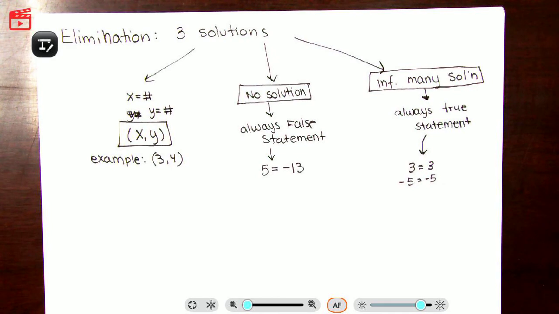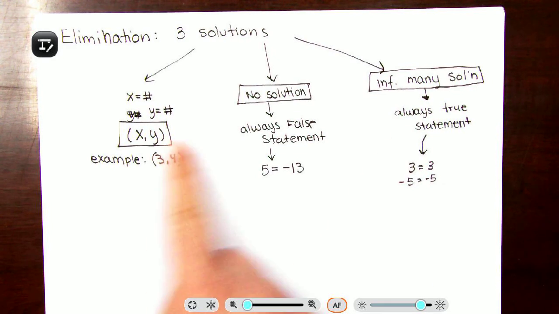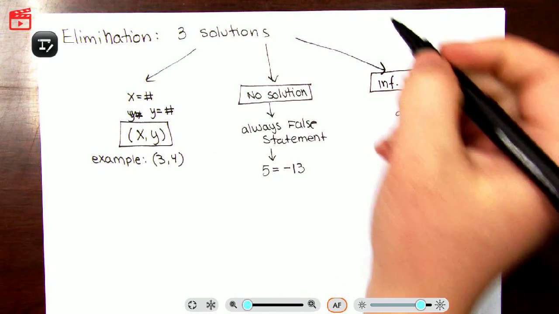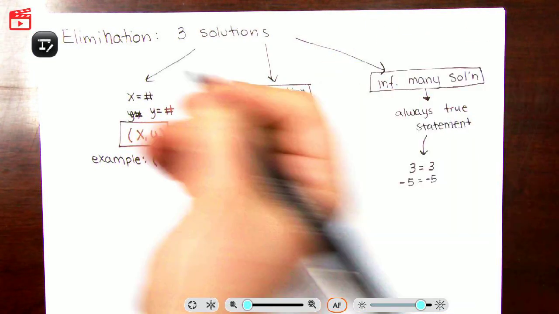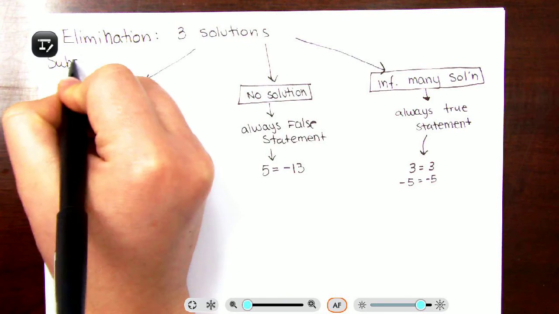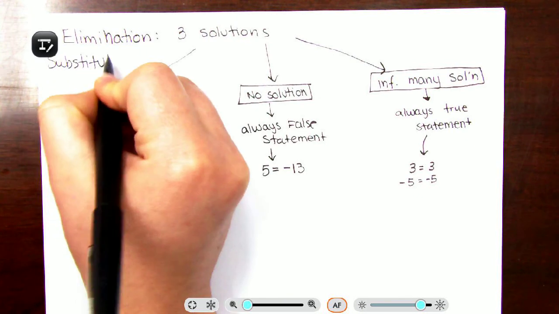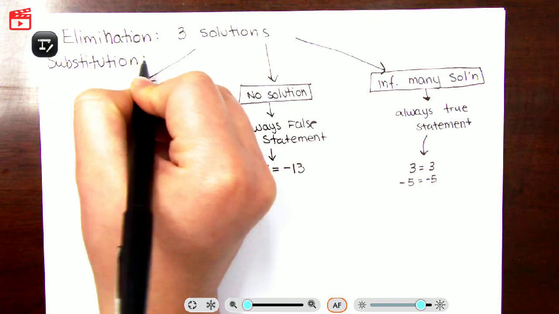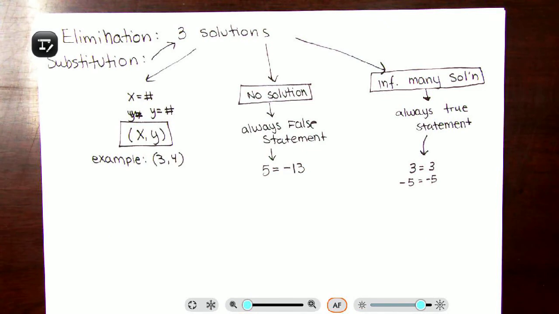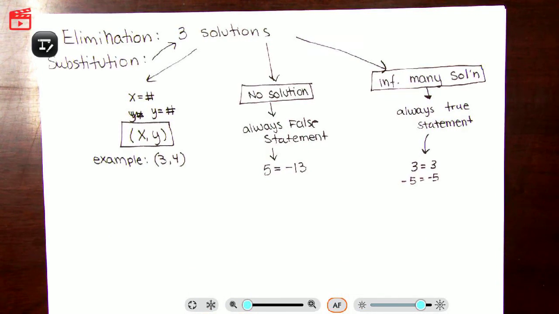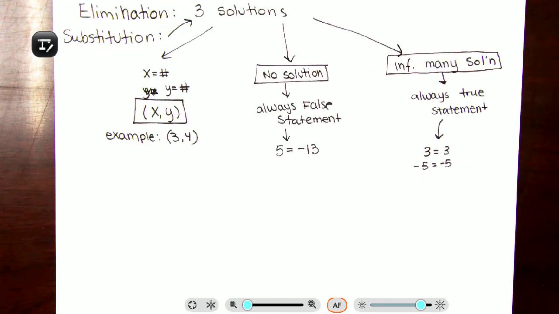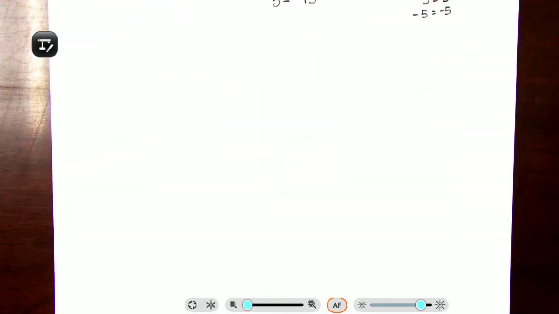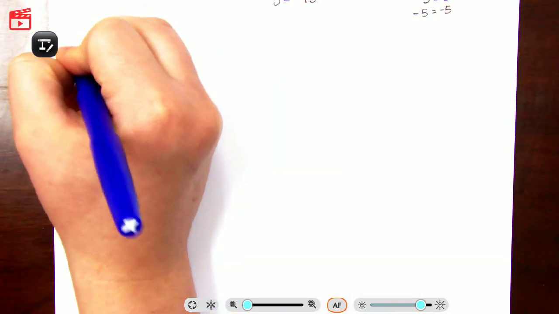Now, this is the same 3 solutions for substitution. Doesn't matter which method you use, you will have 3 solutions, but they will look like this for both elimination and substitution. All right, let's do an example.